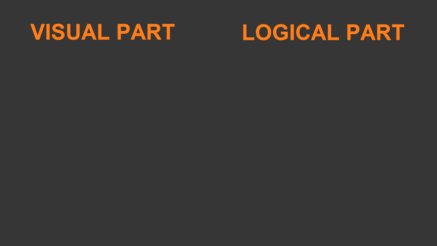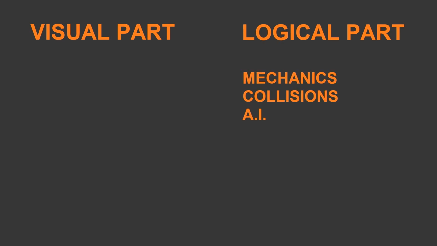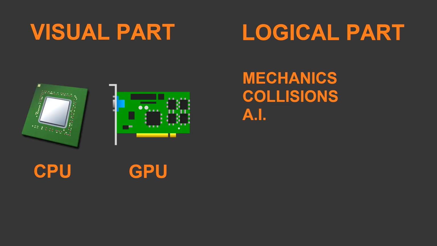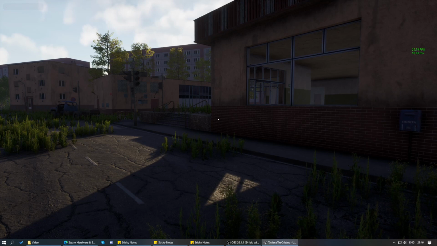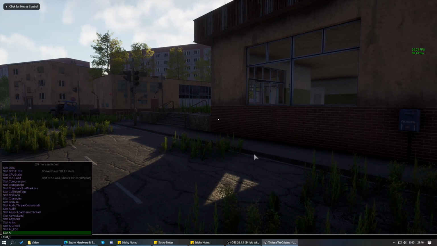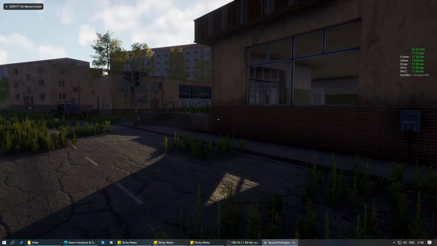Anyway, now that we know what FPS is, let's take a look at what we can do about it. So a video game basically consists of two parts: the visual part, which is everything we see on screen, and the logical part, which is behind the scenes, the game mechanics, collisions, AI, and so on. The visual part is handled both by the CPU and by the GPU. The logical part is handled only by the CPU. This means that our game's performance can be slowed down either by both the CPU and GPU or only by one of those components. To see which component is holding us back, we can type stat unit into the engine's command prompt, and this comes up.